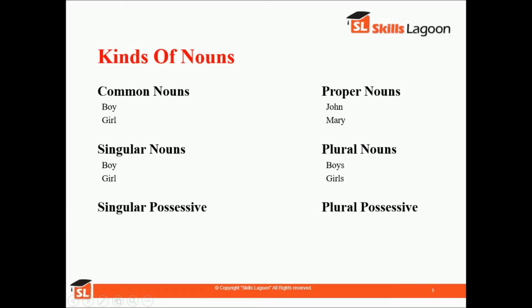Now there are singular possessive and plural possessive. Singular possessive is boy's, girl's. This is boy's room. This is girl's room. But when I want to talk about plural, more than one boy or more than one girl, then the apostrophe will be after s, but in singular it will be before s. So like boys', girls'. This is boys' room. There are 5 boys living in this room. This is girls' room. 5 girls are sharing this room.